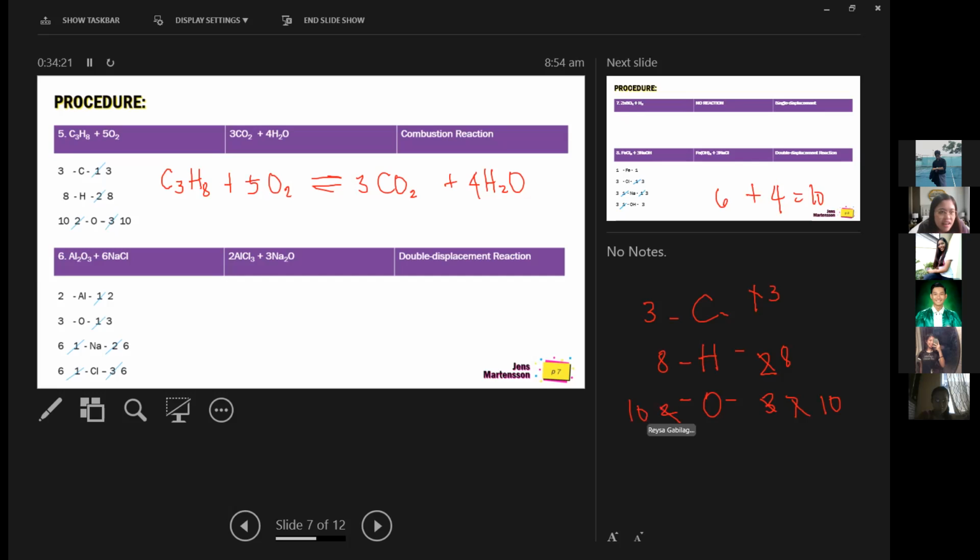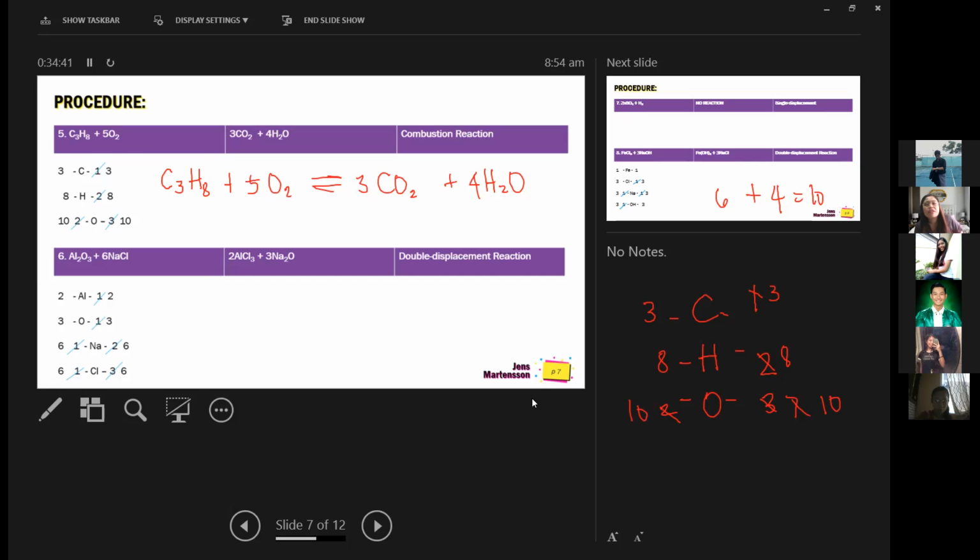So yes, the answer of the reporters is correct. You need 1 molecule of the propane plus 5 molecules of oxygen, yielding 3 molecules of carbon dioxide plus 4 molecules of water. That is the combustion reaction.